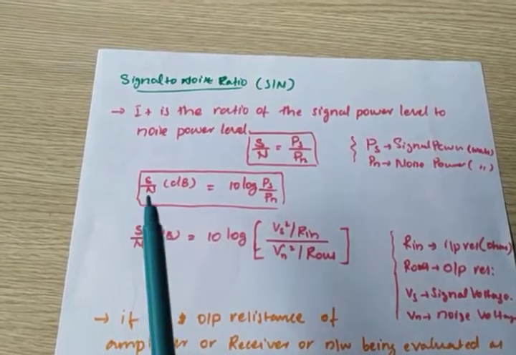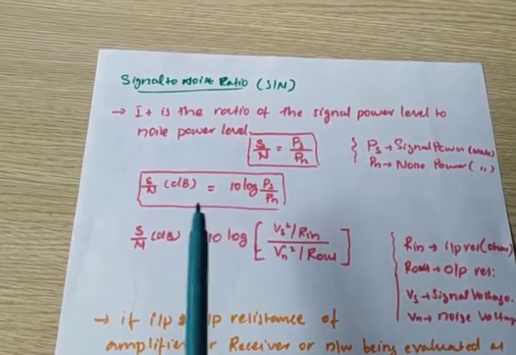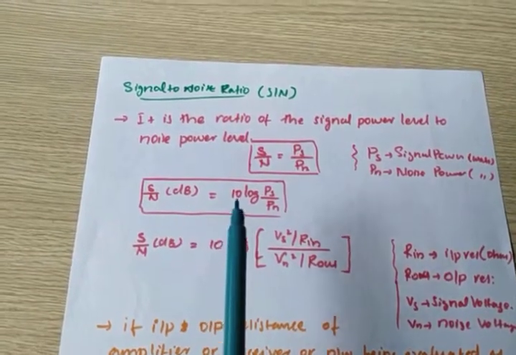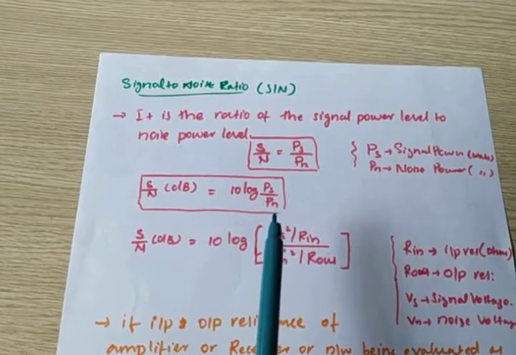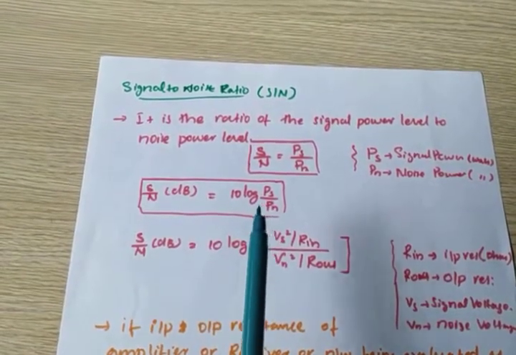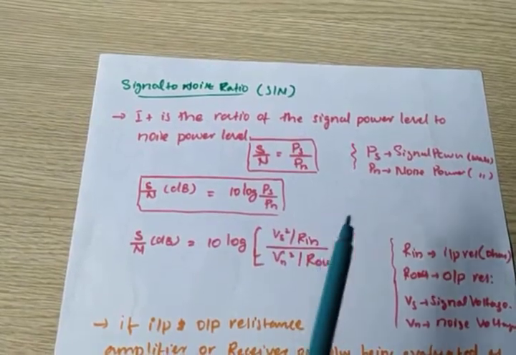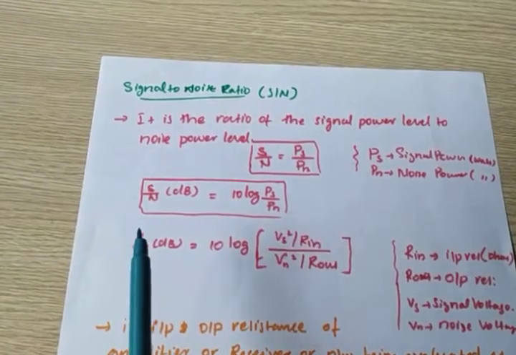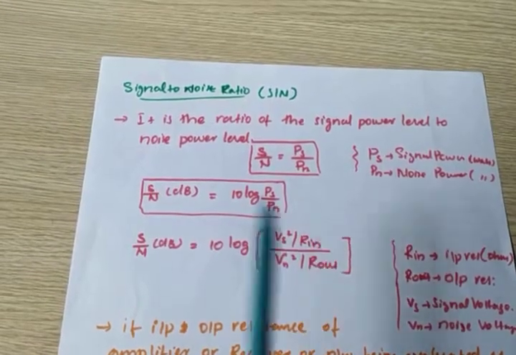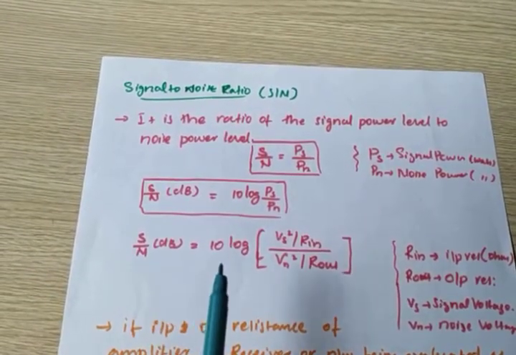This signal to noise ratio is represented in dB. Normally it is represented on a logarithmic scale, and S by N in dB is 10 log Ps by Pn. Signal to noise ratio is an important parameter for a system. So S by N in dB is 10 log Ps by Pn.